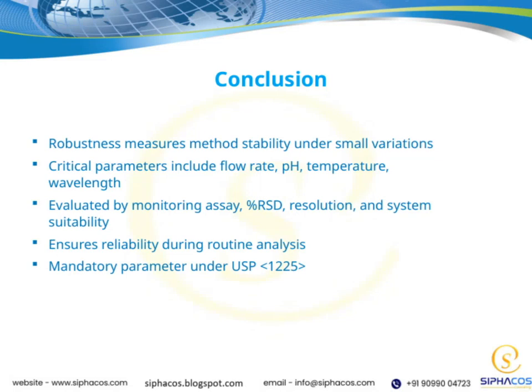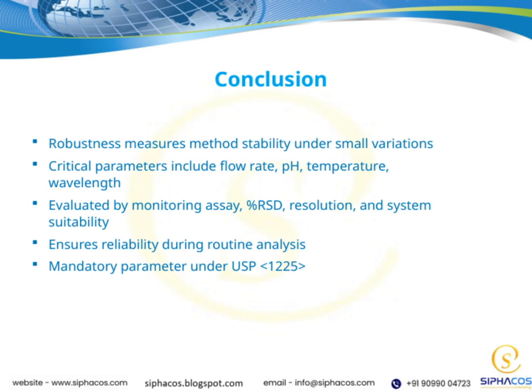So, in conclusion, robustness measures are all about ensuring that our method remains stable even when small variations occur. This is crucial because in routine analysis, minor changes can happen, and we need to be confident that our results stay consistent. Critical parameters like flow rate, pH, temperature, and wavelength are particularly important to monitor, as they can significantly impact the accuracy and reliability of our method.